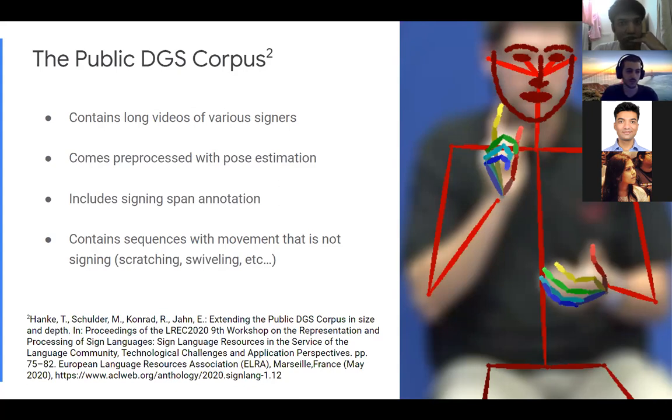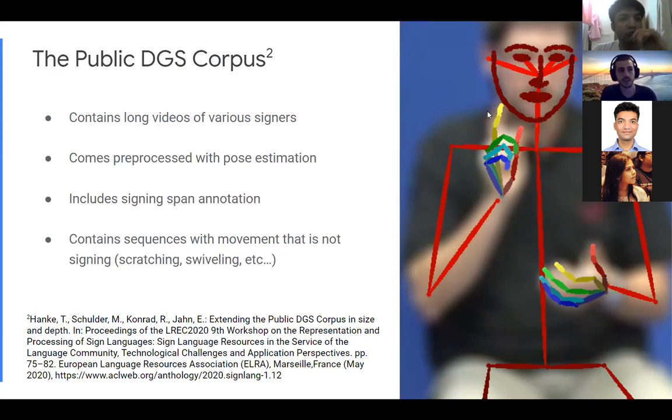So as you can see on the image to the right, you have a photo of a person, and then you can see every limb of their body, every joint tagged. And the important thing is that it includes span annotation, where it says this person is now signing these words. We don't really care right now in this work about which words are being signed, but we do care that in this span there is signing, and in another span there isn't signing.